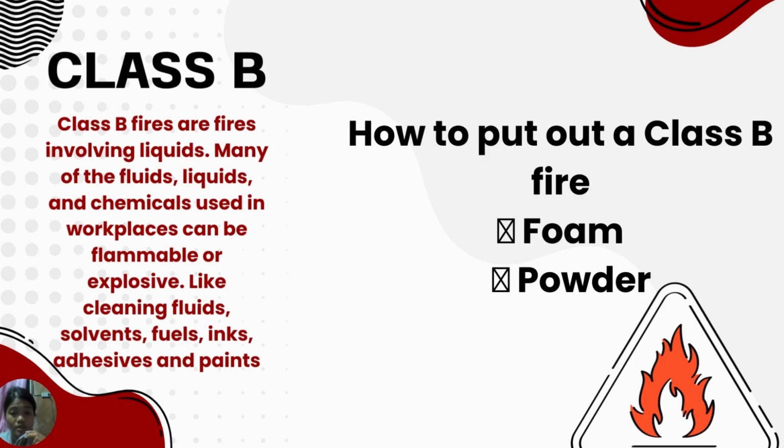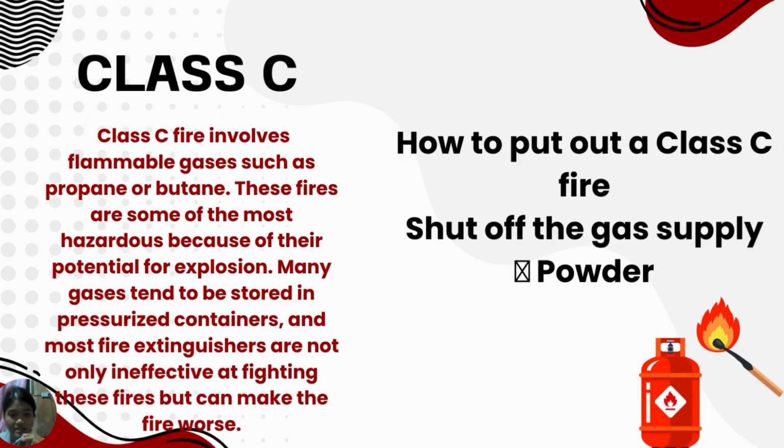So how to put out a Class B fire? There are two types of fire extinguishers that can help put out a Class B fire, either a powder or foam extinguisher. It is necessary to tackle a fire caused by hazardous substances. Never use a water extinguisher on a Class B fire, since this could spread the flames and make the fire more dangerous. Next is the Class C fire.